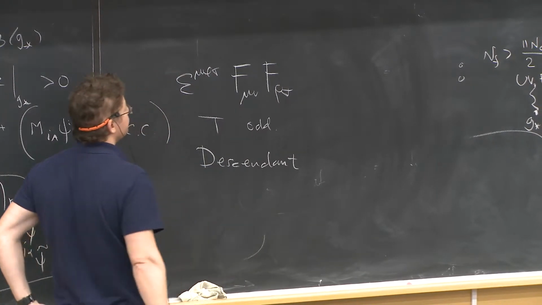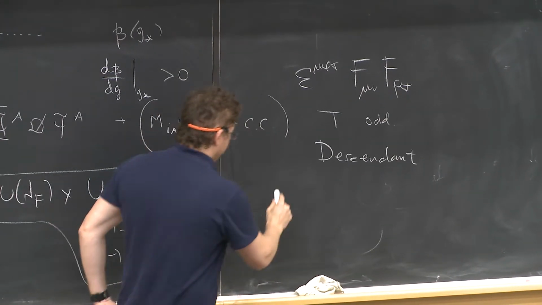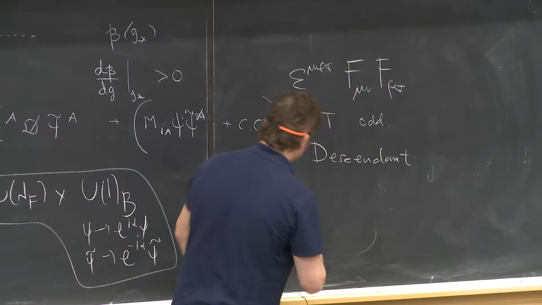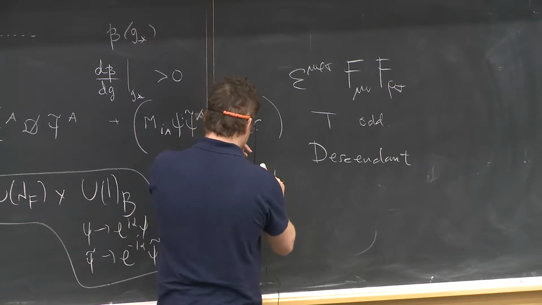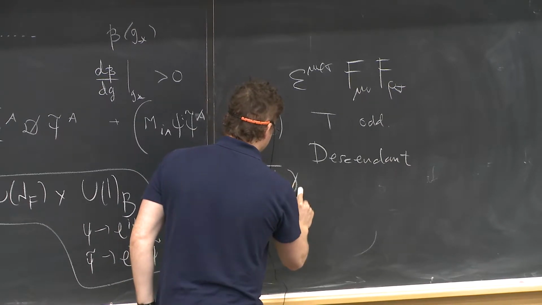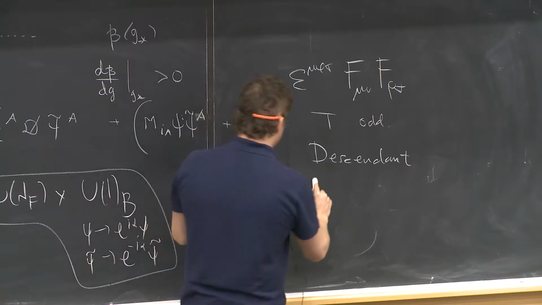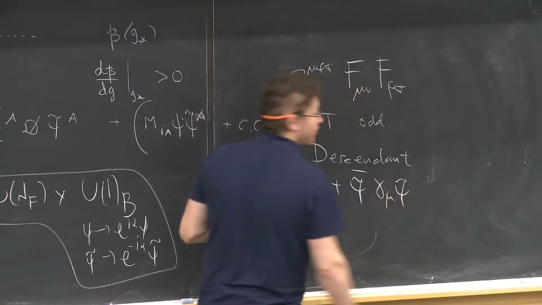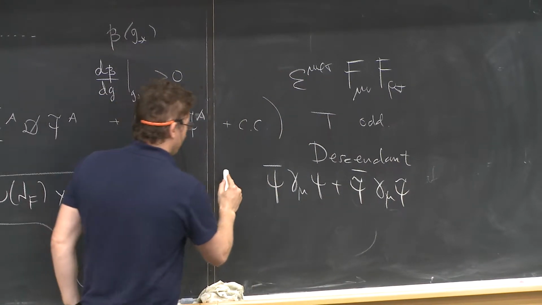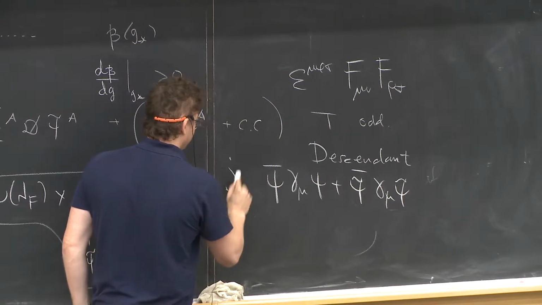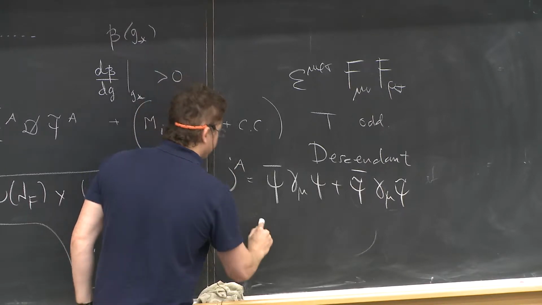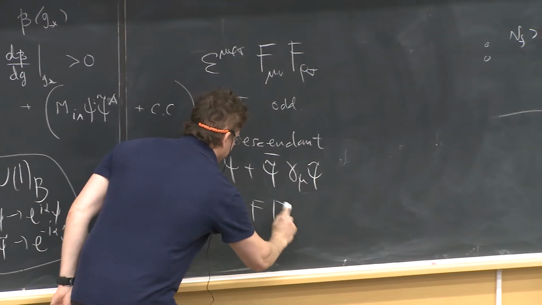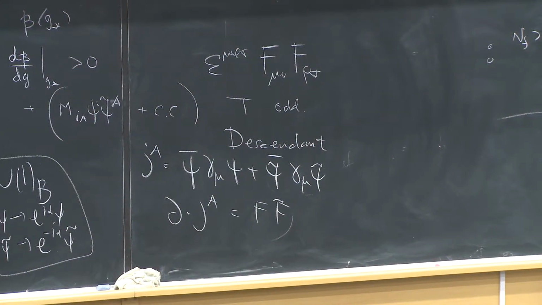It's a descendant of the following operator: psi bar gamma_mu psi plus psi twiddle bar gamma_mu psi twiddle. So that's the U(1) axial current. But because there is an anomaly, the divergence of the axial current has to be F F dual. That's the anomaly equation for the axial current.